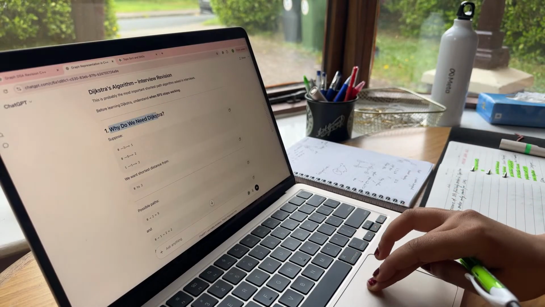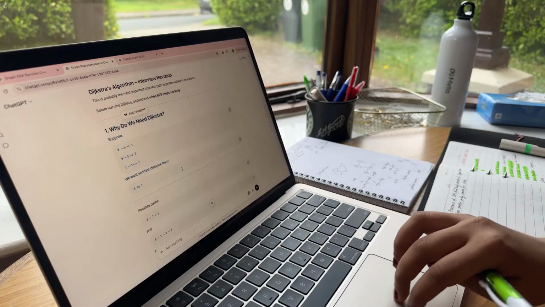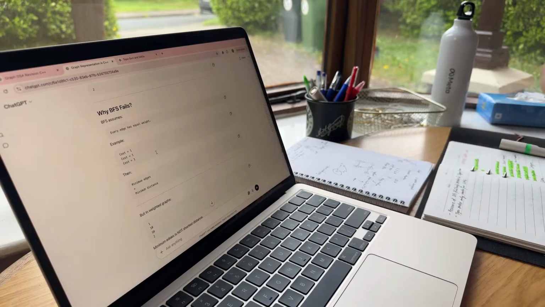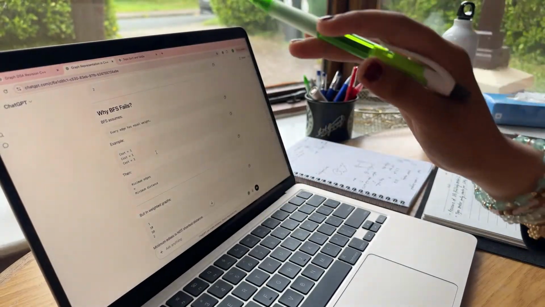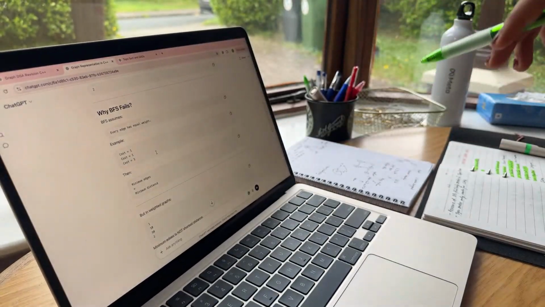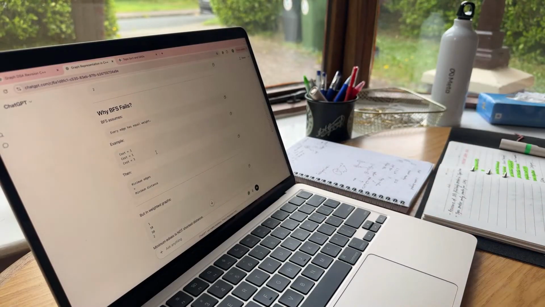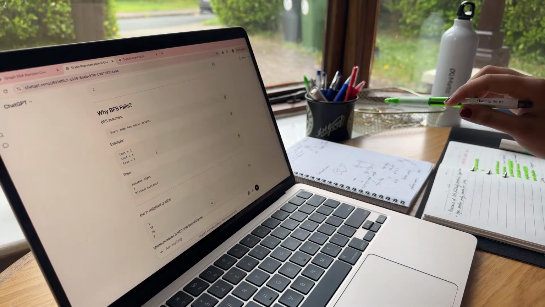So why do we need Dijkstra? We want the shortest path from 0 to 2. BFS fails because in BFS we assume that every edge has equal weight, but that is not the case for weighted graphs with non-equal weights.